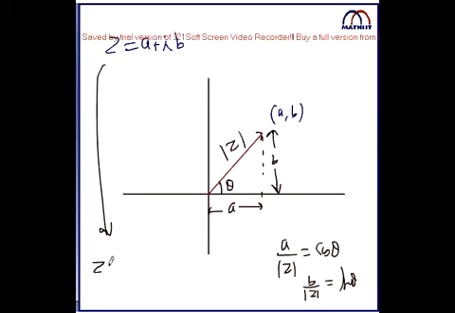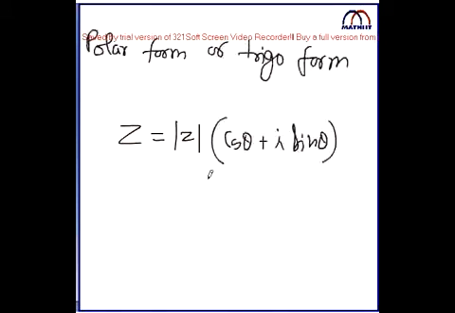So Z will become what? Mod Z cos theta plus i into mod Z sin theta. And from here, mod Z you can take out. What you will get? Cos theta plus i sin theta. Am I right? So that's what I wrote.